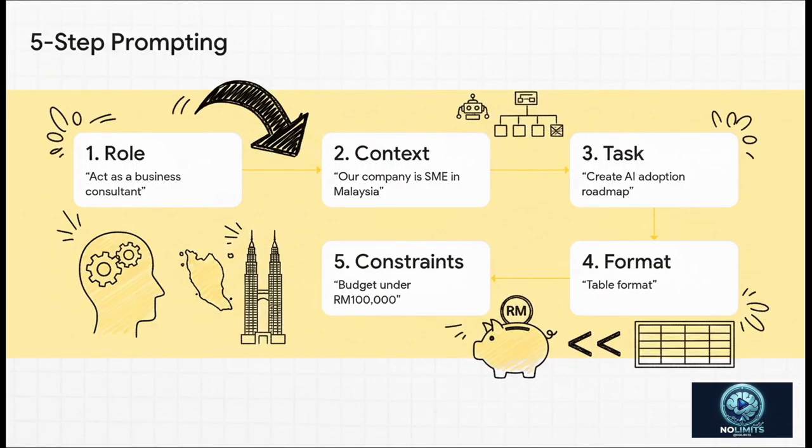And this all boils down to a simple framework you can use every single time. It's a 5-step recipe. First, give the AI a role. Act as an expert business consultant. Second, provide context. Our company is a small business in Malaysia. Third, state the task. Create an AI adoption roadmap for us. Fourth, specify the format. Present the roadmap in a table. And fifth, add constraints. Keep the total budget under 100,000 ringgit. Just follow these 5 steps and your results will improve dramatically, I promise.